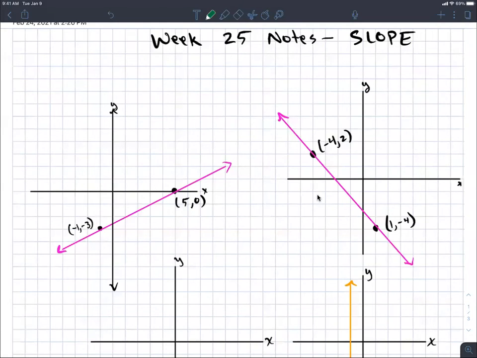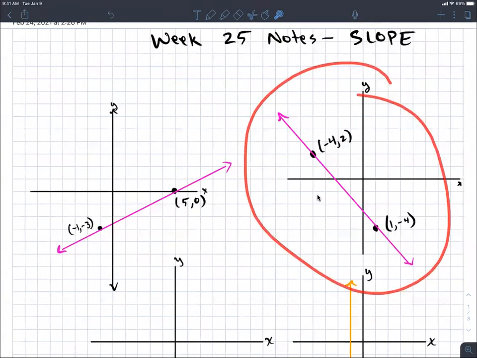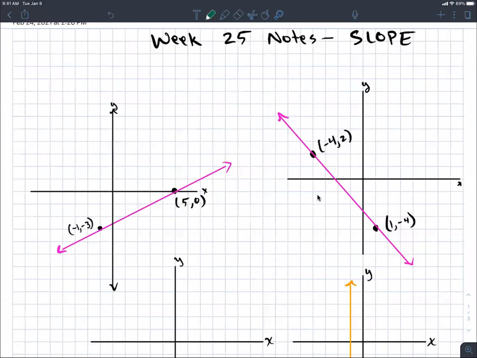All right, in this video, we're going to be learning about slope, the slope of a line. So if I were to ask you, what is the slope of this line? You would have to tell me. What is the slope of that line? You would have to tell me. Okay, what is the slope?